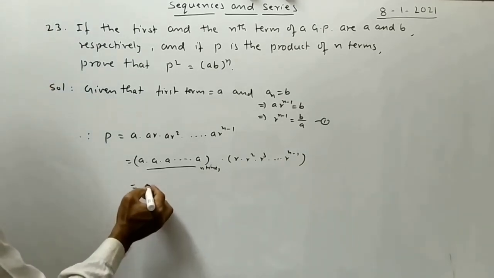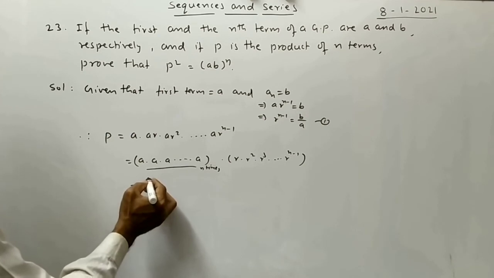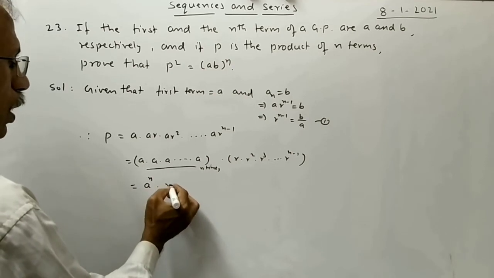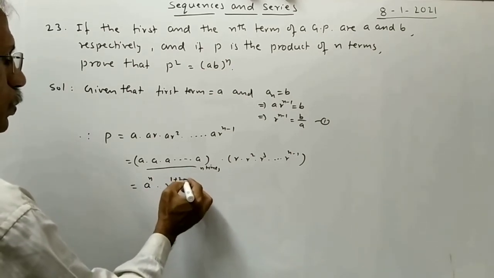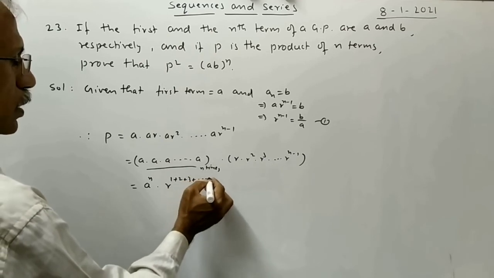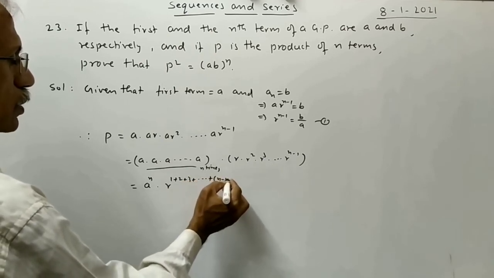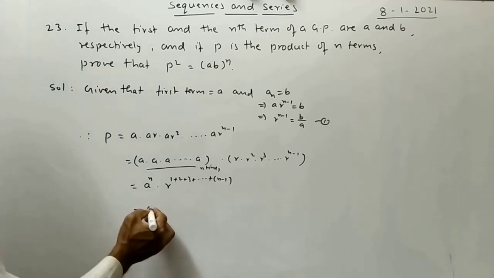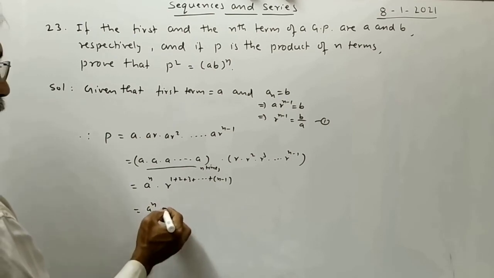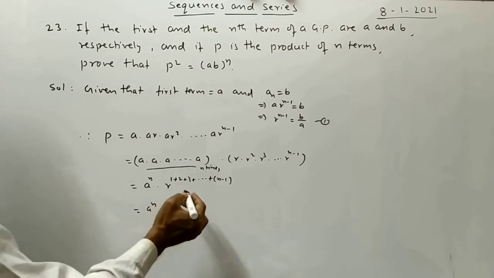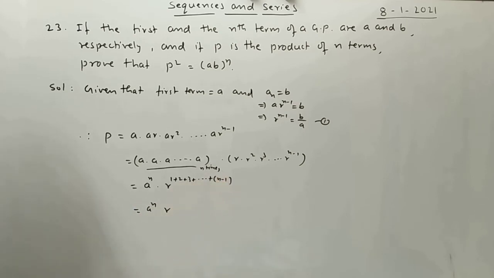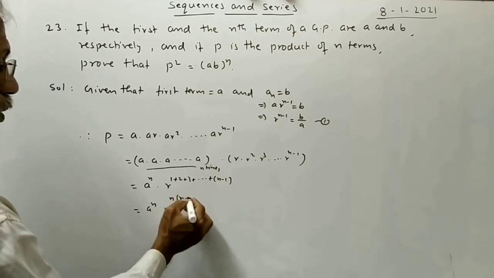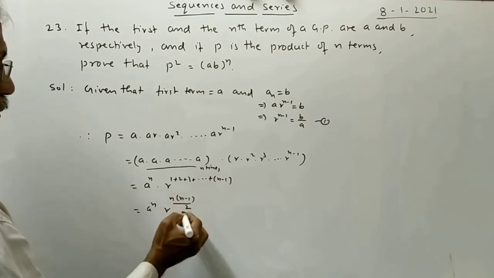This is equal to a raised to the power n into r raised to the power 1 plus 2 plus 3 plus ... plus n minus 1, is equal to a raised to the power n into r raised to the power sum of first n minus 1 natural numbers, that is n into n minus 1 divided by 2.